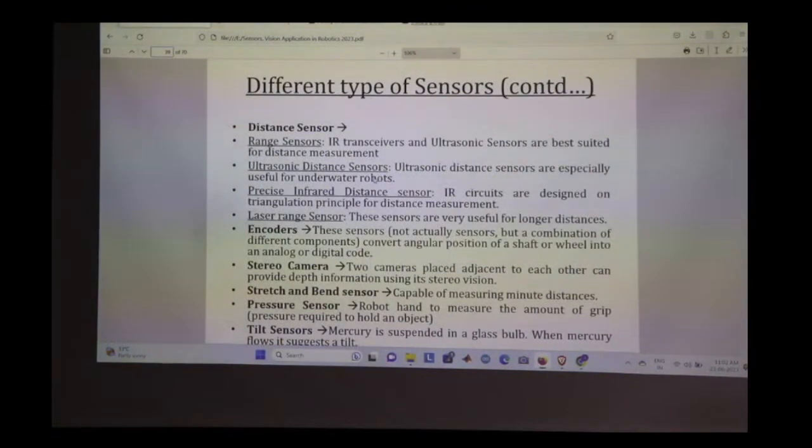Okay, then we have got different types of distance sensors. Okay, you can have range sensor, distance sensor, you have precise infrared distance sensors, laser range sensors. Okay, you have encoders who can detect the angle or the rotational aspects. You have got stereo camera. Two cameras placed apart to each other can provide depth information using stereo vision. Like I told you, if you close your eye, you will not be able to distinguish who is sitting behind and who is sitting in front.